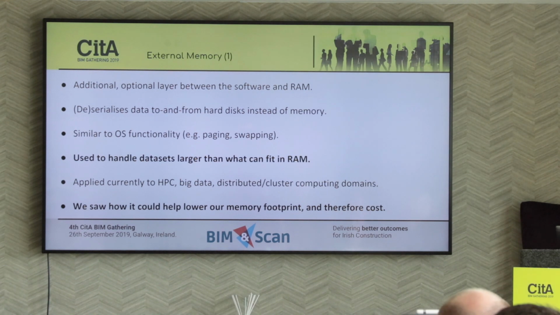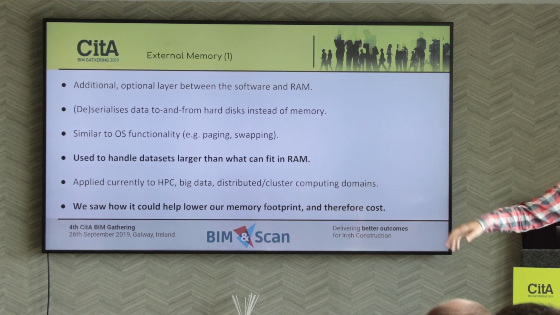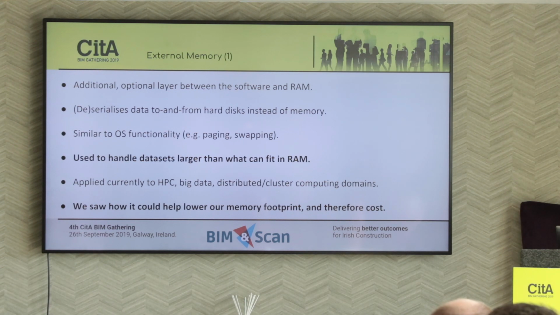So instead of just using the fast RAM, it pushes data onto a special cache file on the hard disk. Now, operating systems like Windows or Linux provide functionality to do this. They will do this automatically if they see that you're using too much memory, and will try to push things off into a paging file or a swap file, or swap partition as it's called in Linux. But basically this is used to handle data sets larger than what can fit in RAM.